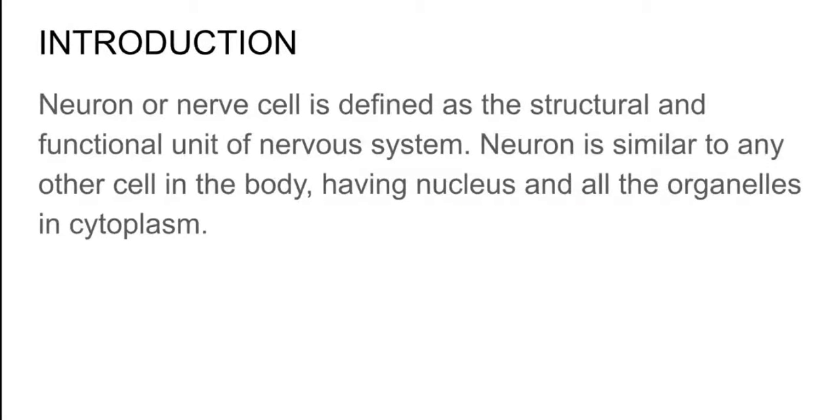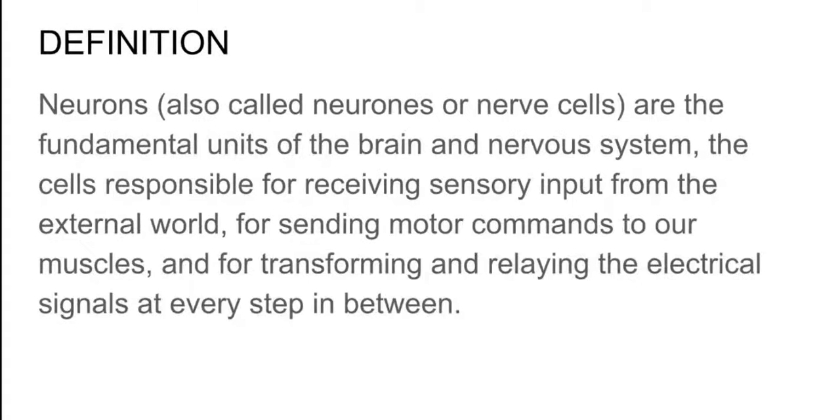Neuron. Introduction. Neuron or nerve cell is defined as the structural and functional unit of nervous system. Neuron is similar to any other cell in the body, having nucleus and all the organelles in cytoplasm.